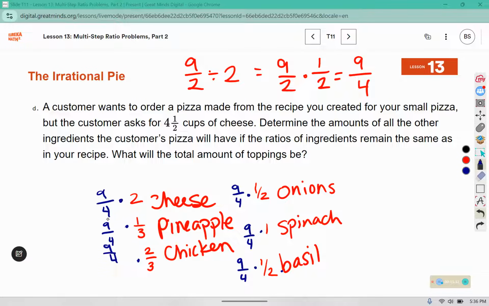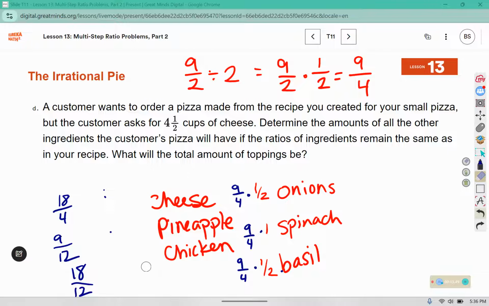Okay, 9 times 2 is 18. So this is 18/4. 9 times 1 is 9. 4 times 3 is 12. 9 times 2 is 18. 4 times 3 is 12. 9 times 1 is 9. 4 times 2 is 8.